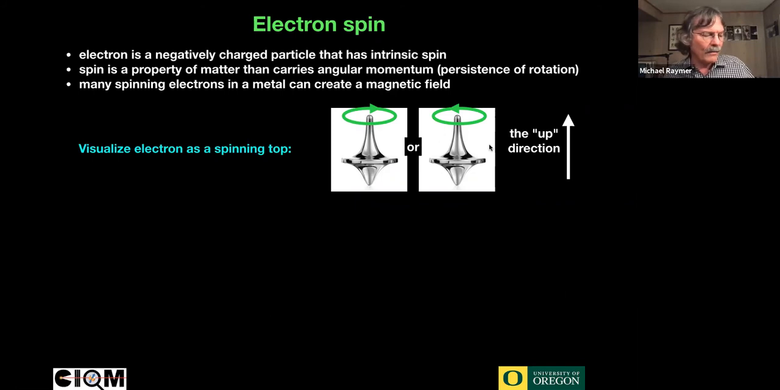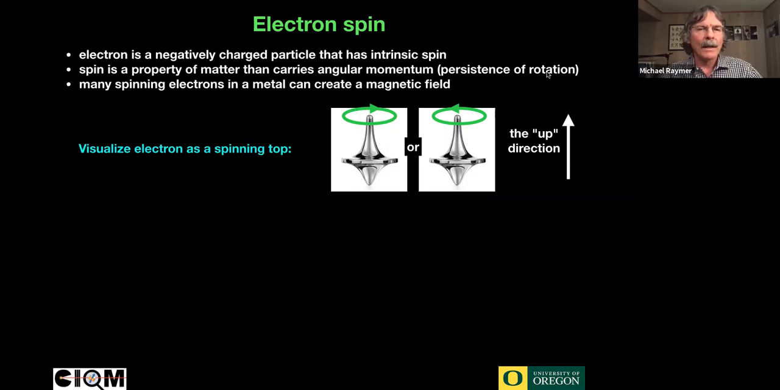But for an electron, gravity doesn't play any role, really. And so you have to define what you mean by the up direction. That's your choice, but I'm always going to draw up direction pictures in the up direction on the screen. Okay, now, it carries angular momentum, which, if you spin a top, it has a persistence of rotation. It's going to keep rotating until something forces it to stop rotating, like friction. So a spinning electron has that same kind of angular momentum, persistence of rotation.